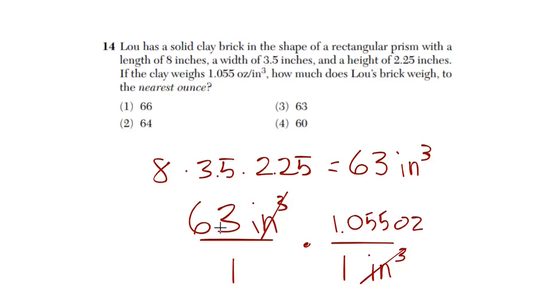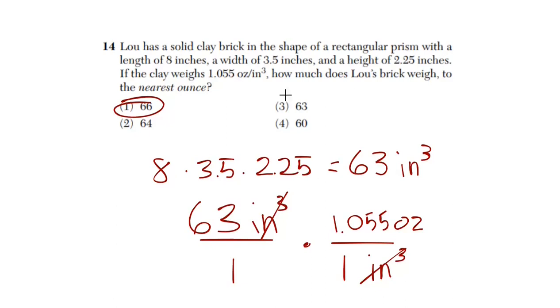If you multiply this out, 63 times 1.055, you get roughly 66. It's like 66.4 something, but we just want the nearest ounce. So all we're doing for this one is figuring out the volume, and that's coming from this. I want you to immediately think, oh, cubic inches, volume. We need volume. And then once you do that, we just multiply these out.